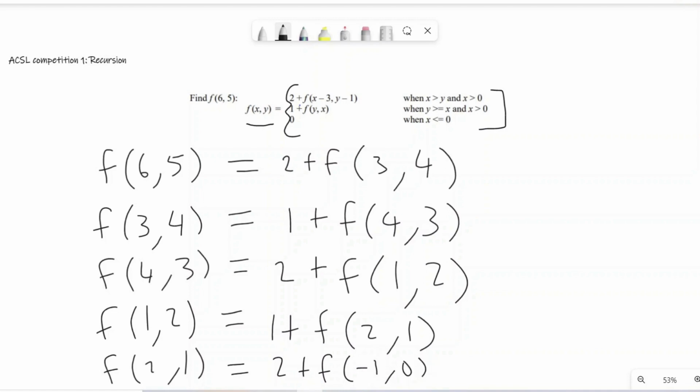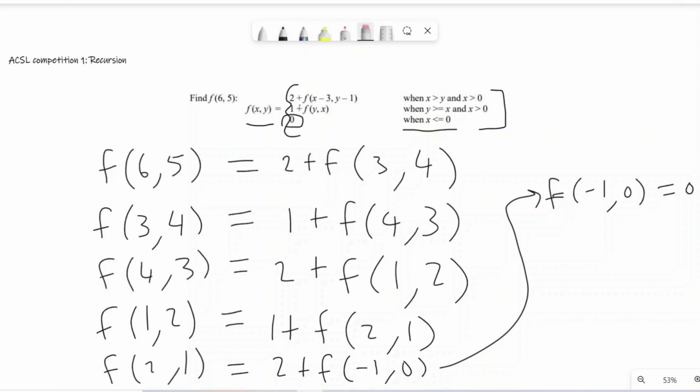And now this finally gets us to the base case, since x becomes less than or equal to 0, which is the base case. So up here, we know that f of negative 1, 0 equals 0, since that is the solution, 0. So now we can start plugging it into our functions. So we can replace this with 0 and then start climbing up the ladder again. 2 plus 0 is 2, so we replace our next function with 2.